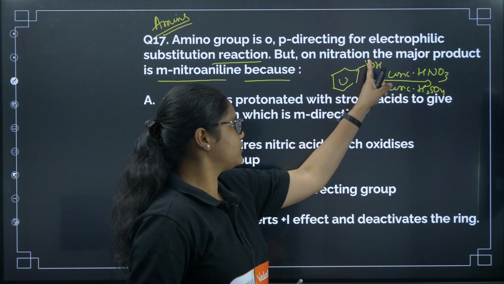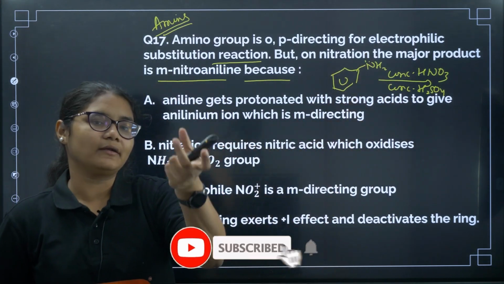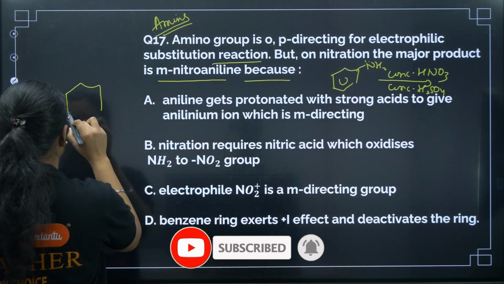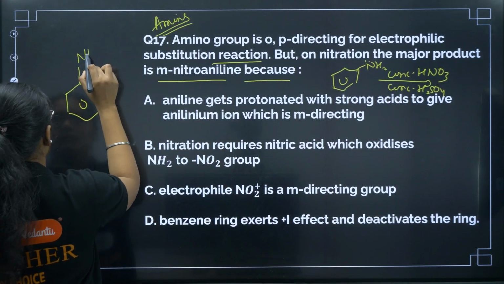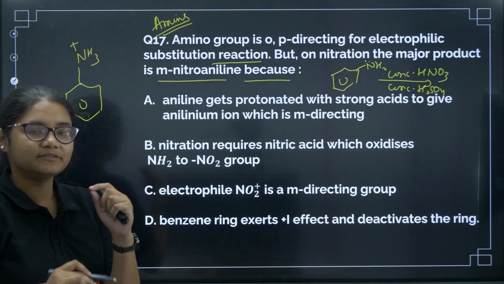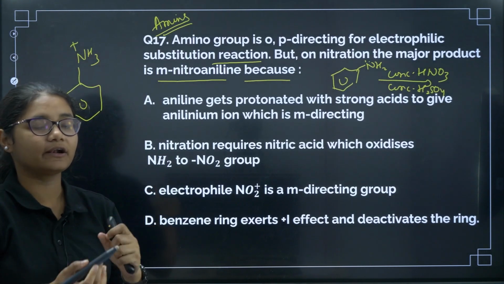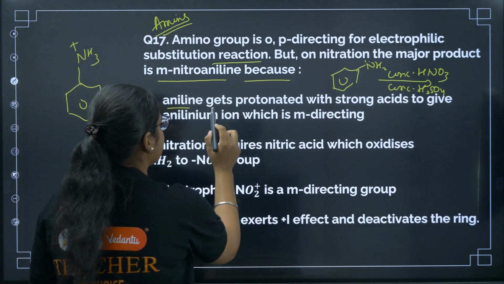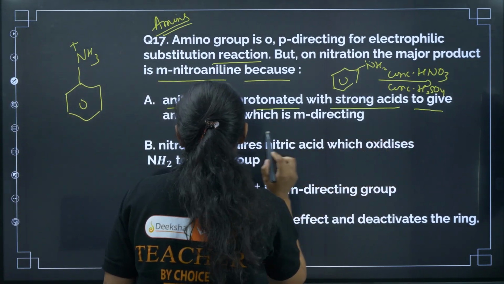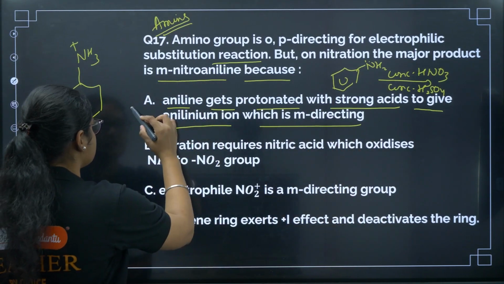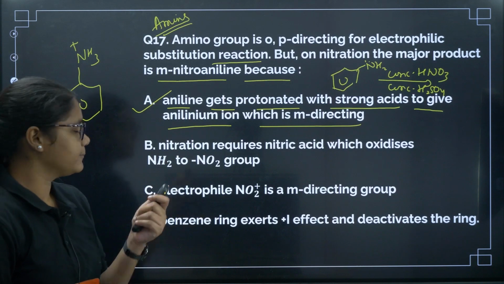So what happens? This nitrogen lone pair accepts one H plus. So what does it form at that point? It forms this. Now this one is having a plus charge, which is an electron withdrawing group, and electron withdrawing groups, as we know, are meta-directing. So that is because aniline gets protonated with strong acids to give anilinium ion, which is meta-directing. Okay, so the correct answer for this question is option number A.